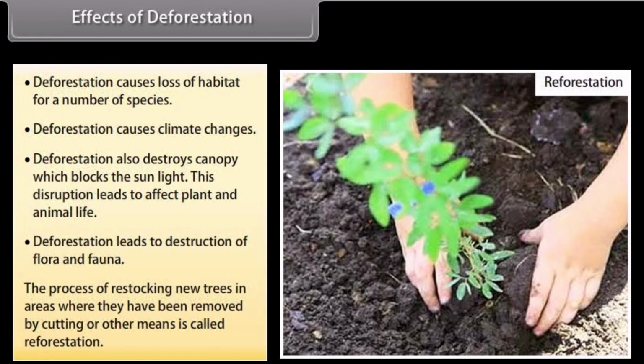The process of restocking new trees in areas where they have been removed by cutting or other means is called reforestation.